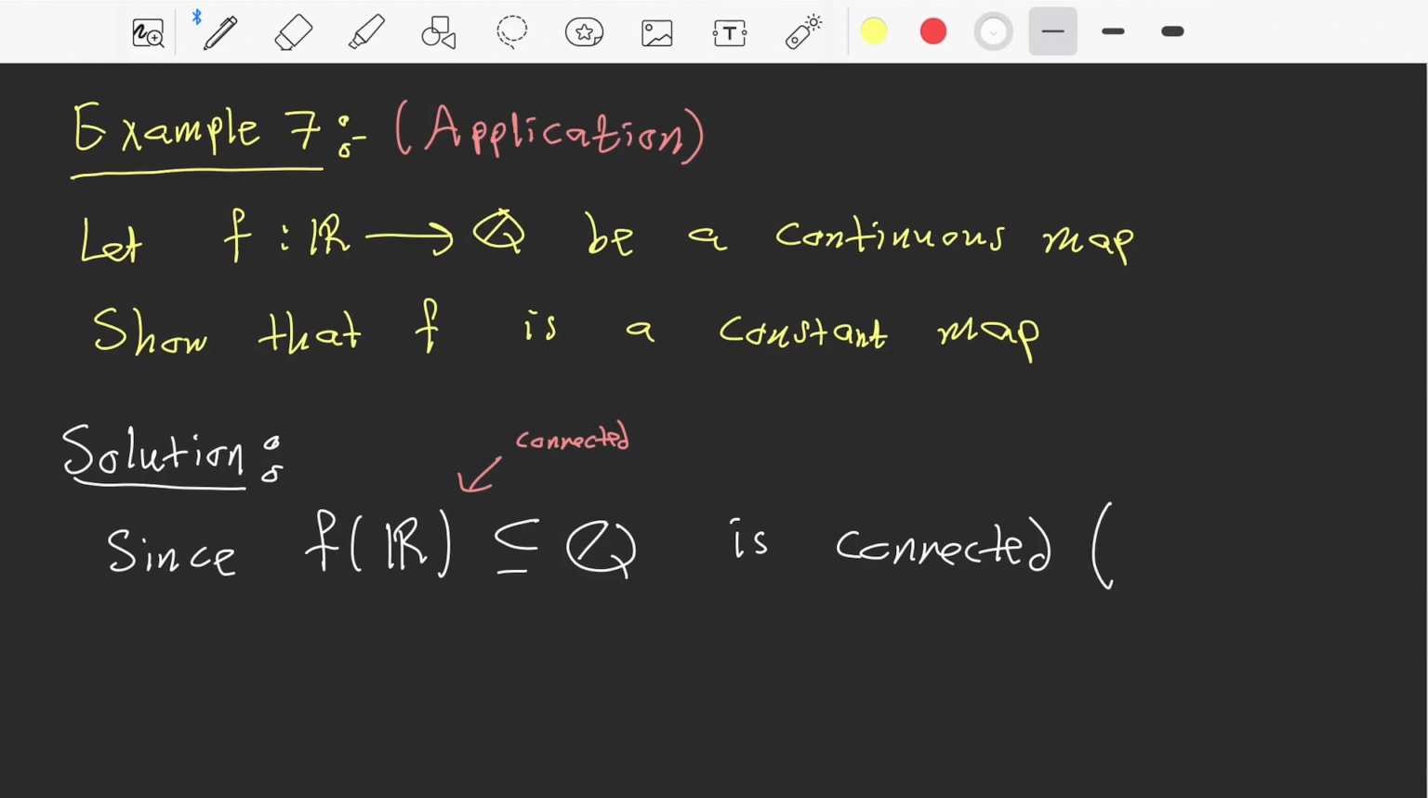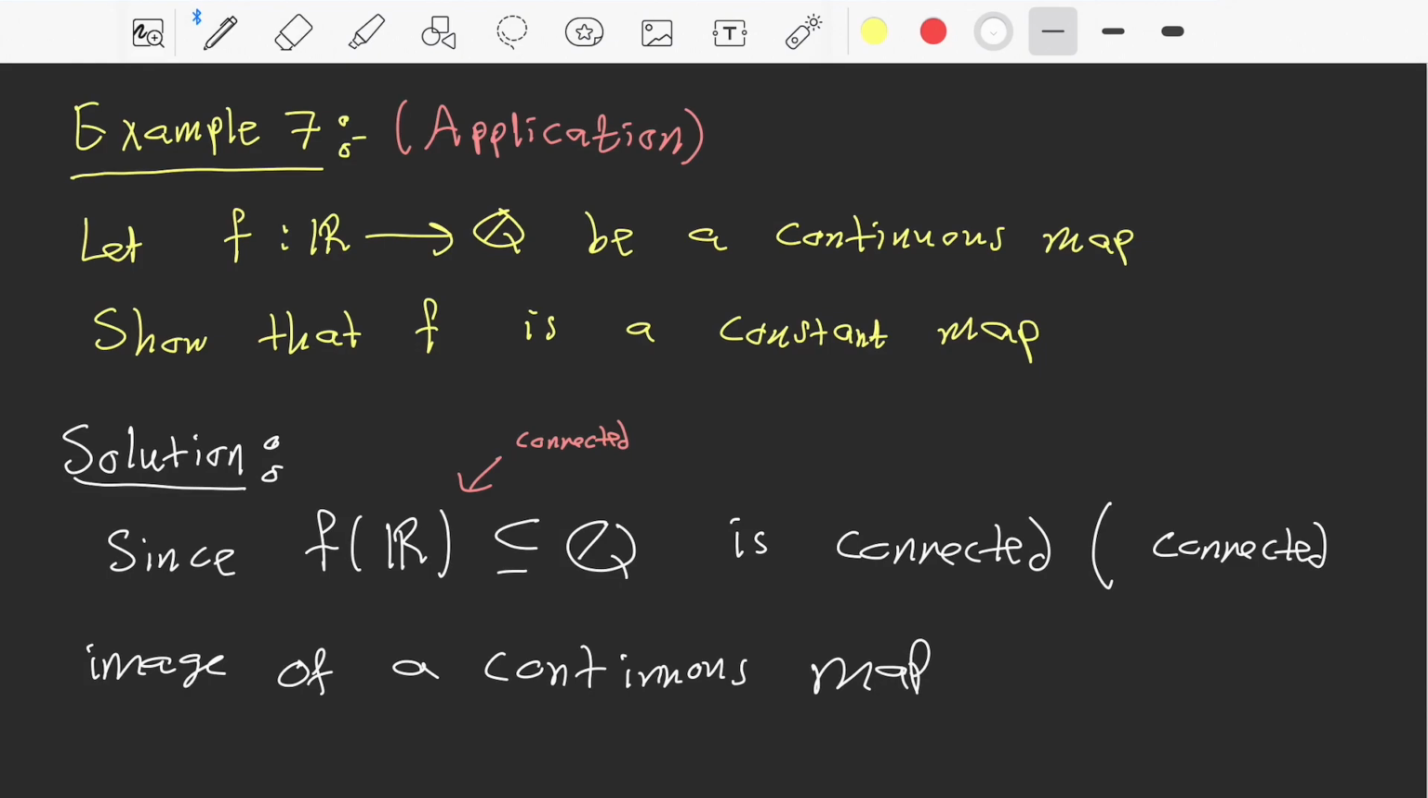Why? The reason, because remember the image of a continuous map is connected. So the real numbers are connected, and the image of a connected set under the continuous map is also connected.